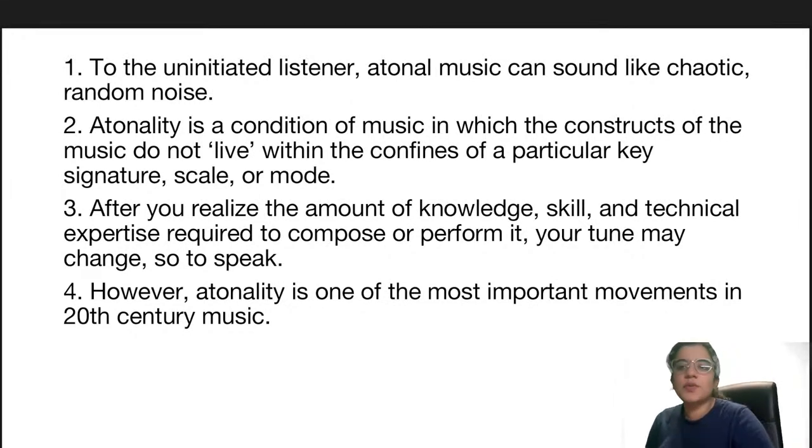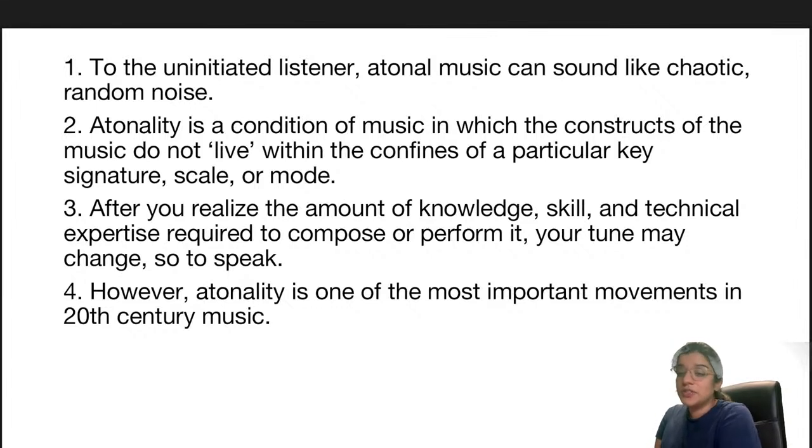Okay, fine. Let's try to understand this. Now, what is the paragraph talking about? You know that the paragraph is talking about the kind of music, the condition of music, which is known as atonality, right? And where is this particular condition being introduced? It is being introduced in the second option, right? It says atonality. What is atonality? Atonality is a condition of music in which the constructs of the music do not live within the confines of a particular key, signature, scale, or mode. So finally, we know that second option is going to be our opening statement.